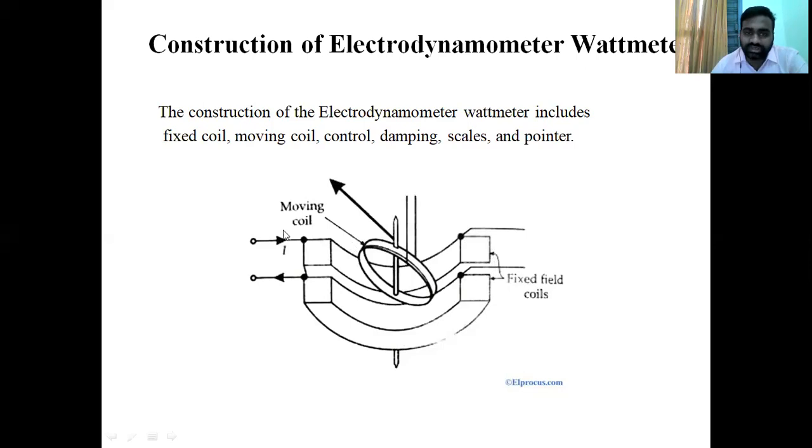Current is given to these fixed coils, and voltage is applied across this particular moving coil through this conductor. Current is given in this manner, look at the arrow description, and voltage is given to this moving coil. This is nothing but the spindle, and this is the connected needle. So how can we analyze the operation here?